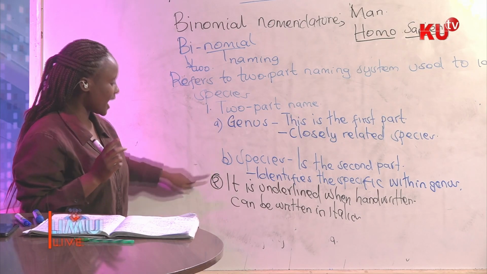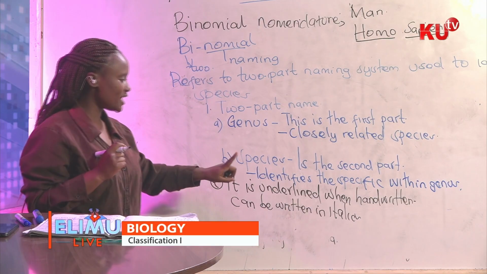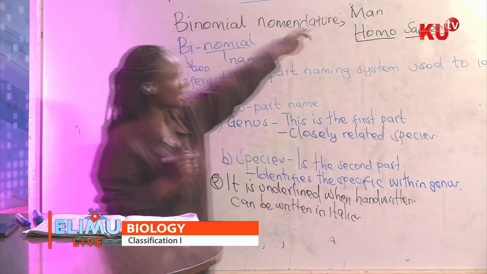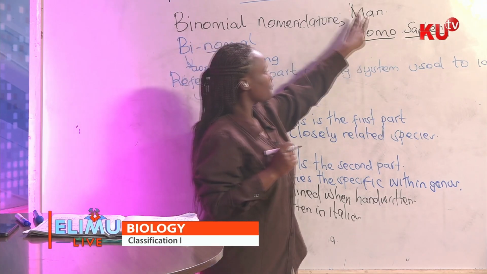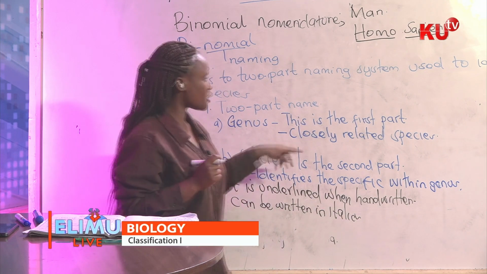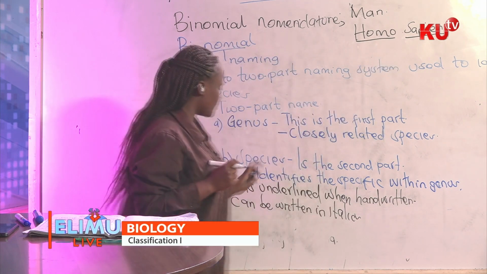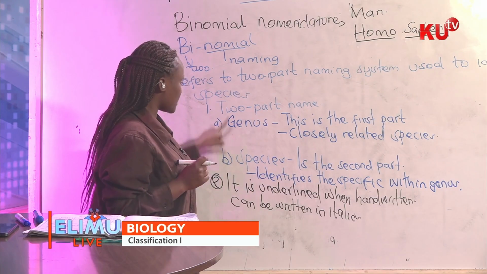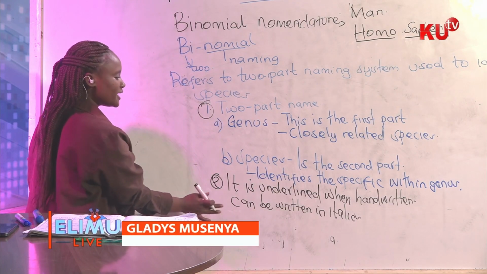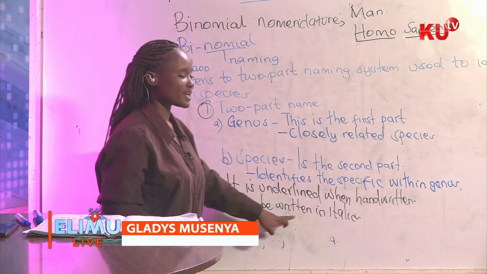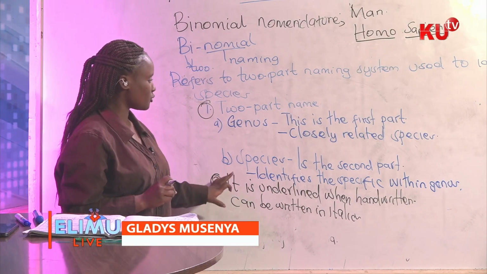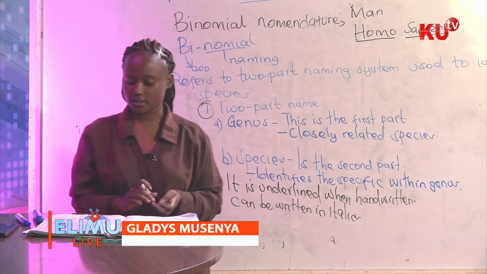Two-part name, and it is underlined when written and can be written in italics. For example, in a man, we have the genus, which is Homo, and the species, which is sapien. That means that we have written the two-part name and it is underlined when written, and it can be written in italics if it is not handwritten. So that is binomial nomenclature.